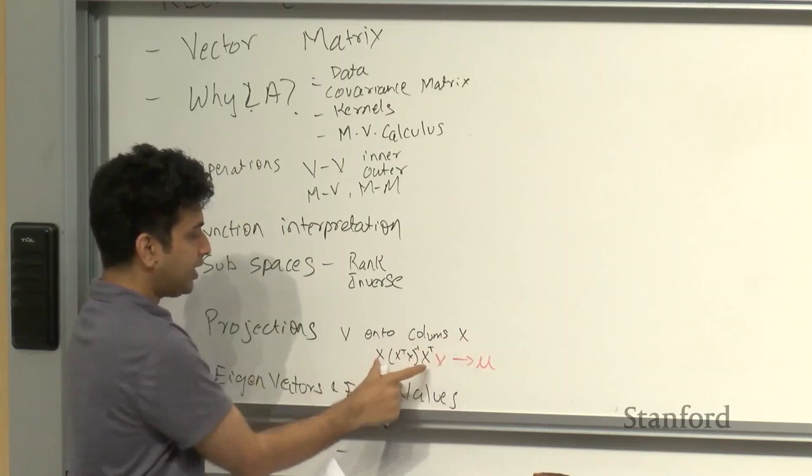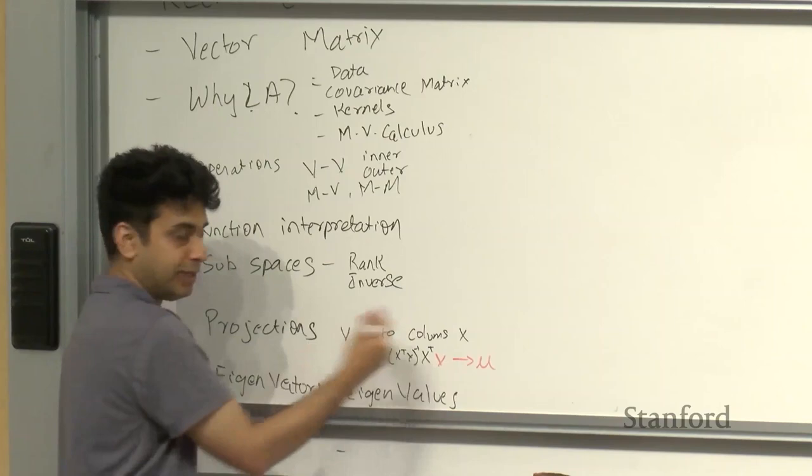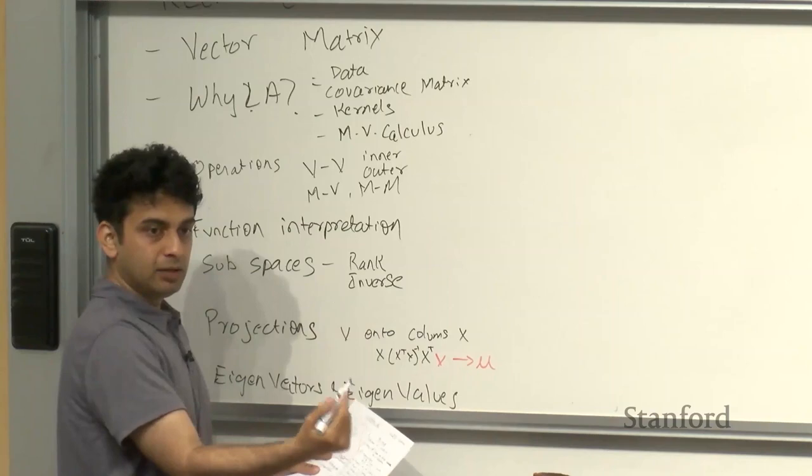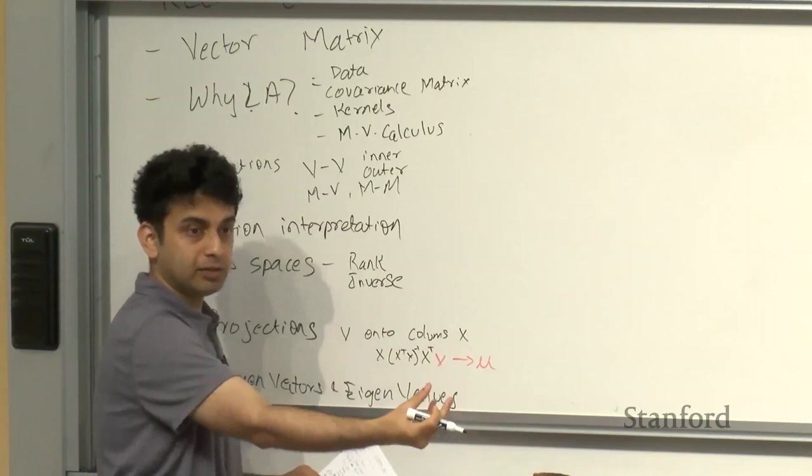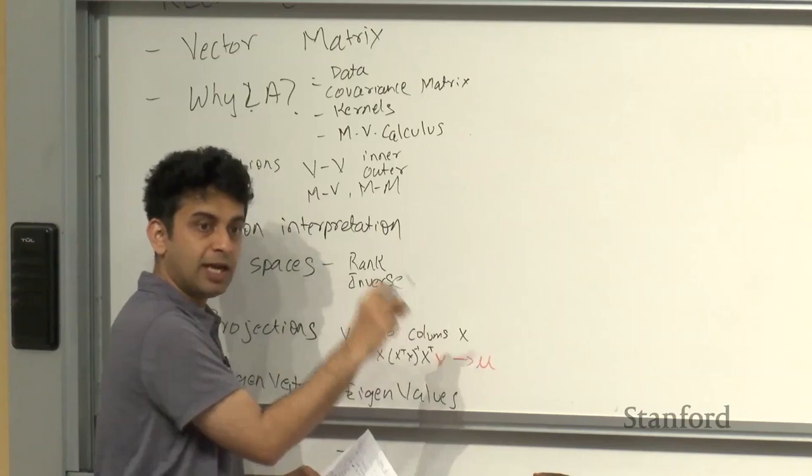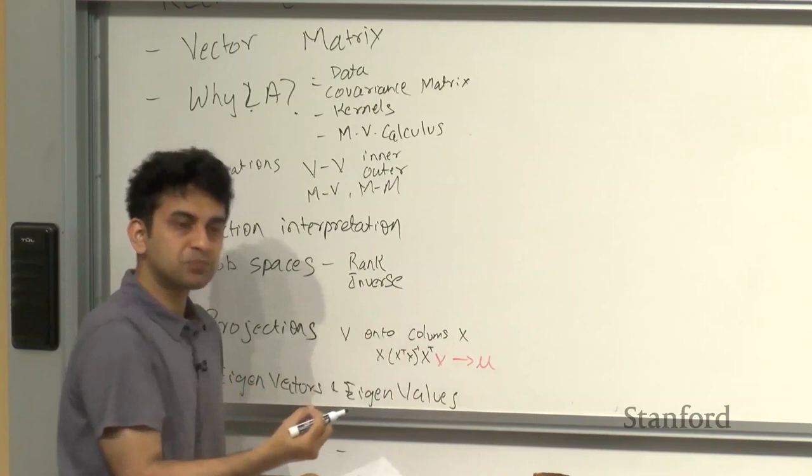By taking X, we construct the matrix X transpose X, invert it, and multiply from the left by X and from the right by X transpose. You get another matrix. Now take any vector V and multiply V by this matrix, and you get an output vector U. That U will be in the subspace spanned by the columns of X, and it will be the nearest point to V such that it's in the subspace and also nearest to V.